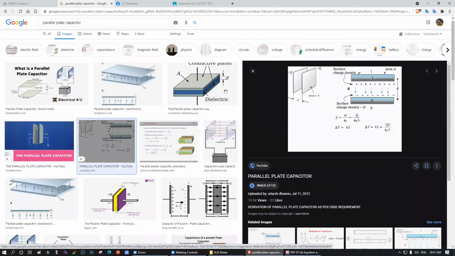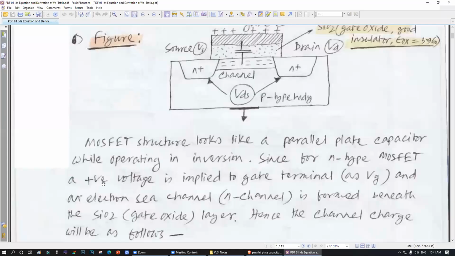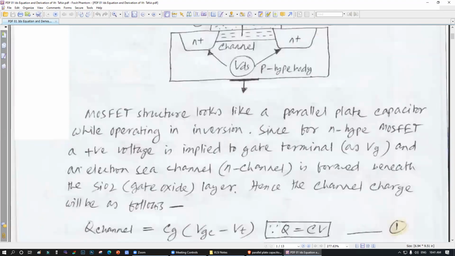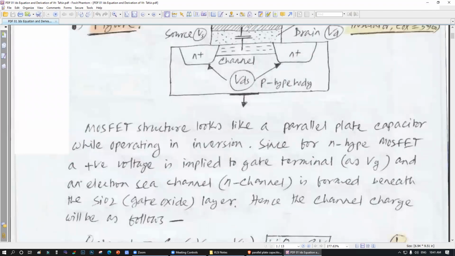It is looking like a parallel plate capacitor. Since in the MOSFET a positive voltage is applied to the gate terminal as VG, and the electron channel, the N channel, forms beneath the silicon dioxide layer. Hence, the channel charge is as follows. So let's see what the charge is here.